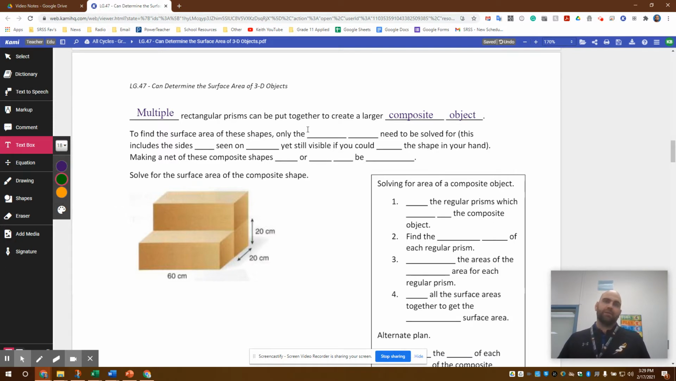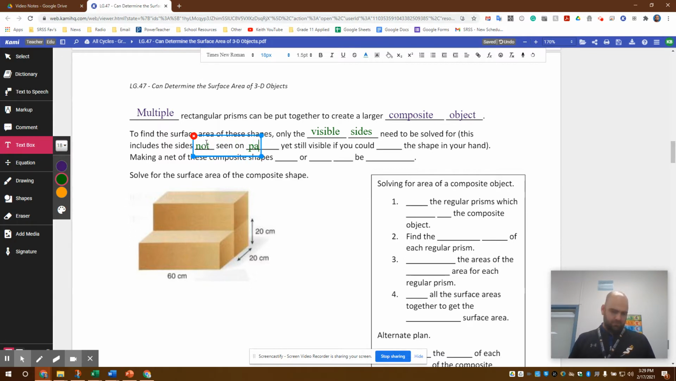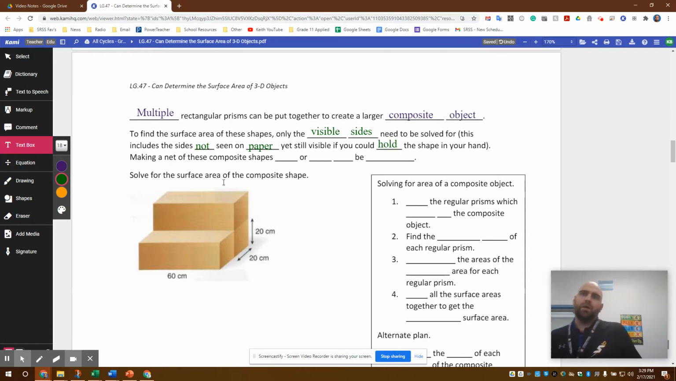Now, to find the surface area of this shape, only the visible sides need to be solved for. So this includes the sides which are not seen on paper, yet are still visible if you could hold the shape in your hand. We need to think of it as they're not visible on paper. Like this shape right here, we know that there's a back to this shape, the big solid rectangle. We know it's there, and so we're going to make sure that we include it.